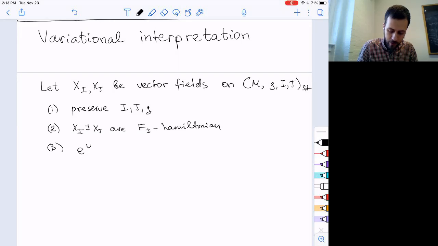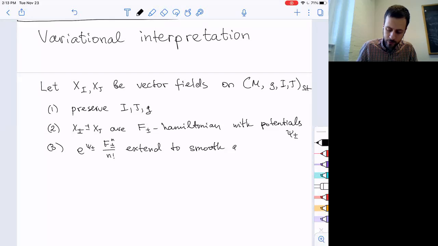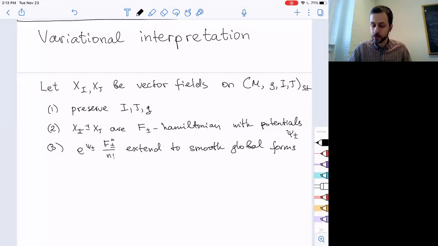And E, so with potentials psi plus or minus, and the corresponding volume forms extend to smooth global forms. I don't assume that it's a soliton. I just take this data.